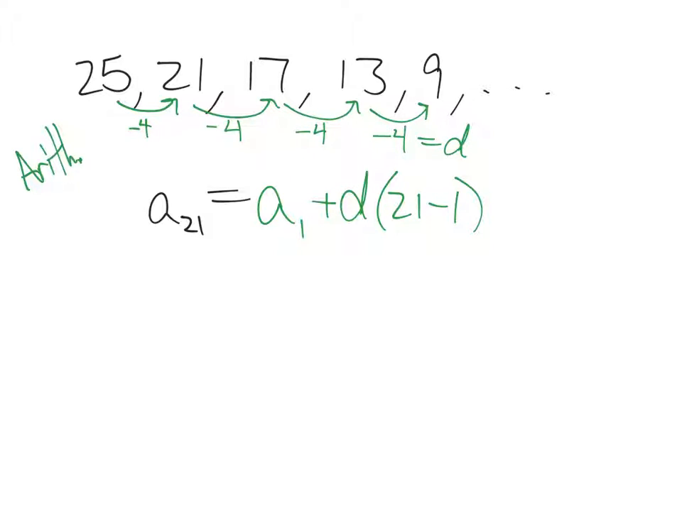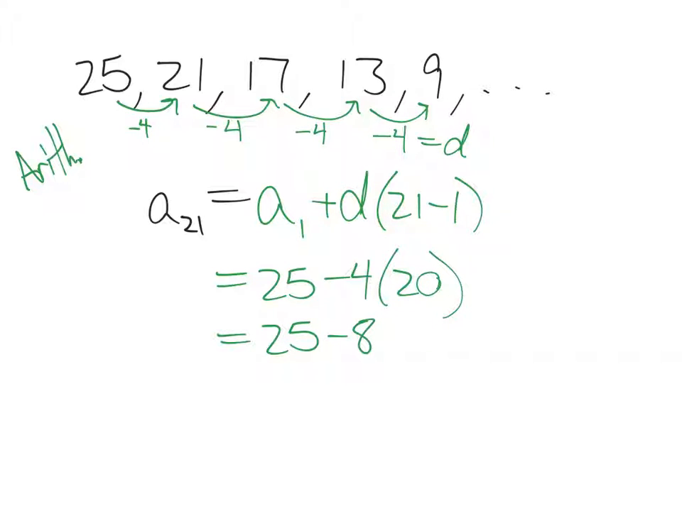Right. So a sub 1 is 25. D is minus 4. And then 21 minus 1 is 20. So negative 4 times 20 is negative 80, and 25 minus 80 is negative 55. That's a big number, Nolan. Okay? Negative 55 is not a big number. It's a small number. It's negative.